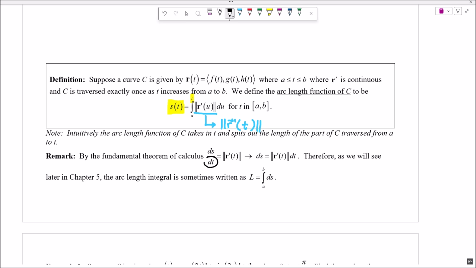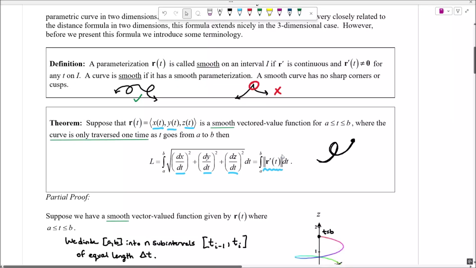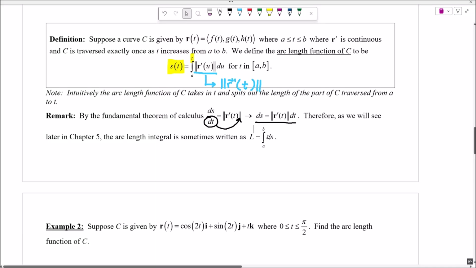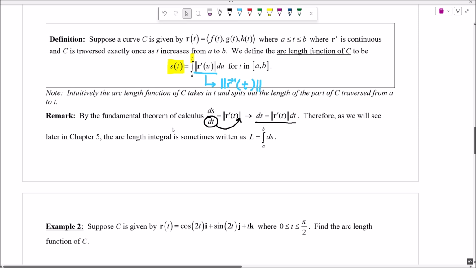And then notice that if I took this dt and multiplied it to the other side, I should get this statement right here. What's kind of interesting is that this statement right here, the norm of r prime of t dt, is exactly what appears inside of our integral, right? So I could actually replace all of this stuff in the integral with simply ds. And so sometimes it's the case that we see that our arc length is just written as an integral from a to b of ds, meaning this differential of the arc length, okay? All right, well, we're not going to so much focus on the remark right now as we are the definition.